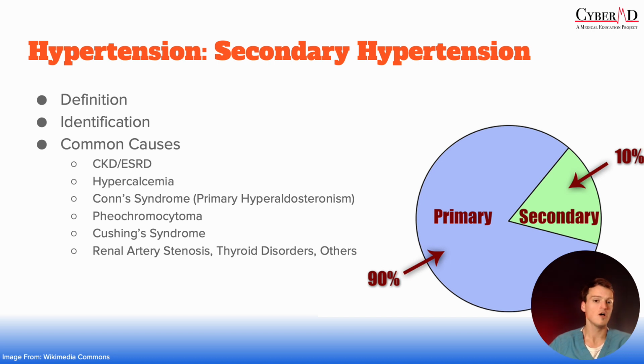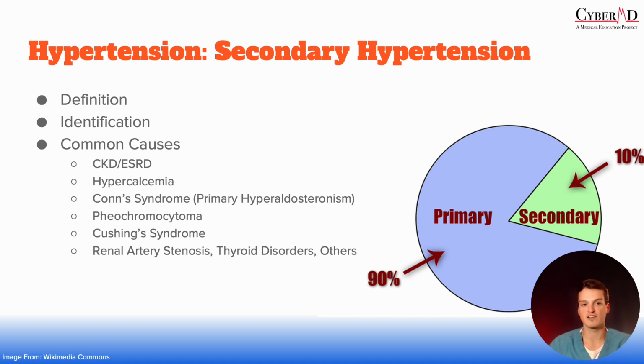Conn syndrome, or primary hyperaldosteronism, is another notable cause. It's characterized by excessive production of aldosterone, leading to sodium retention, potassium excretion, and water retention, which will raise the blood pressure. And patients may present with weakness and headaches, and in severe cases, even maybe a periodic paralysis.